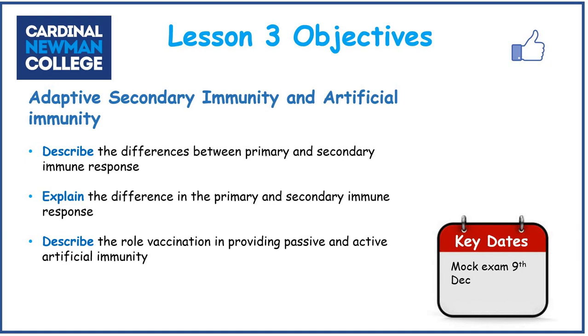Three objectives: adaptive secondary immunity and artificial immunity. Describe the differences between primary and secondary immune response. Explain the difference in the primary and secondary immune response. And describe the role of vaccination in providing passive and active artificial immunity.